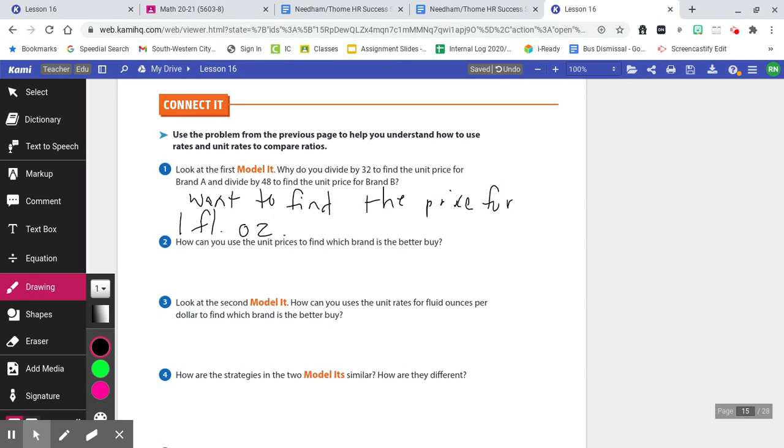How can you use unit prices to find which brand is the better buy? So the unit price for brand A is less than the unit price for brand B. That means you pay less for each fluid ounce in A than in B. So once you find the unit price, brand A is less unit price. The unit price is less for brand A than brand B, so therefore you get more for your money.